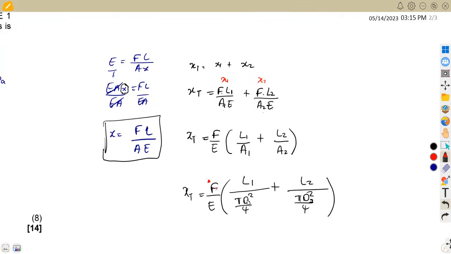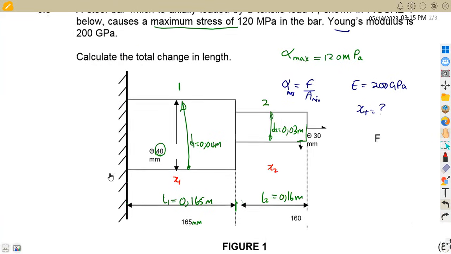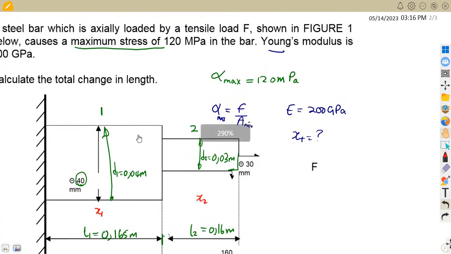All right. We do not have F. The other part, we have the diameters and everything, but we do not have the force. So where are we going to have the force? Remember what I said here. We are given the maximum stress.